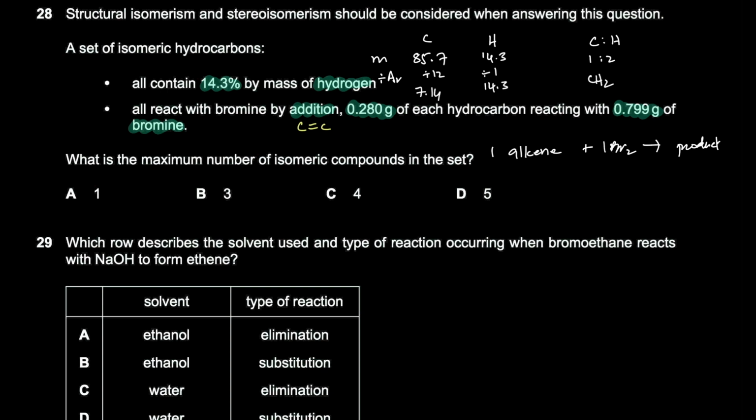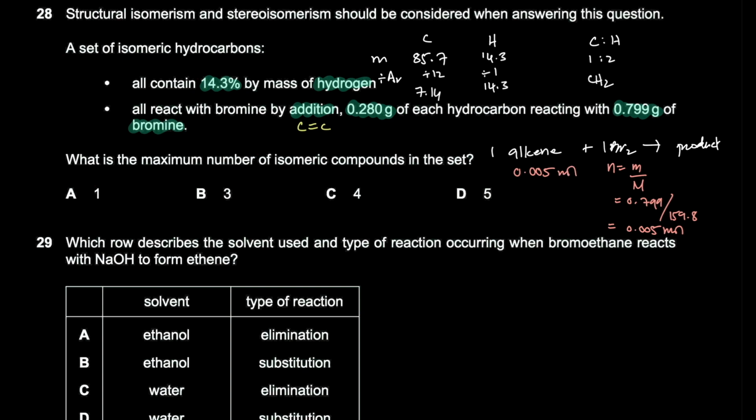We can find the number of moles of bromine. That would be the mass divided by the molar mass of bromine. The mass of bromine is 0.799. The molar mass for Br2 is 79.9 times 2, that's the atomic mass of bromine times 2. So that's 159.8. And that gives us 0.005 moles of bromine, which means we have the same number of moles of alkene. We have 0.005 moles of alkene.